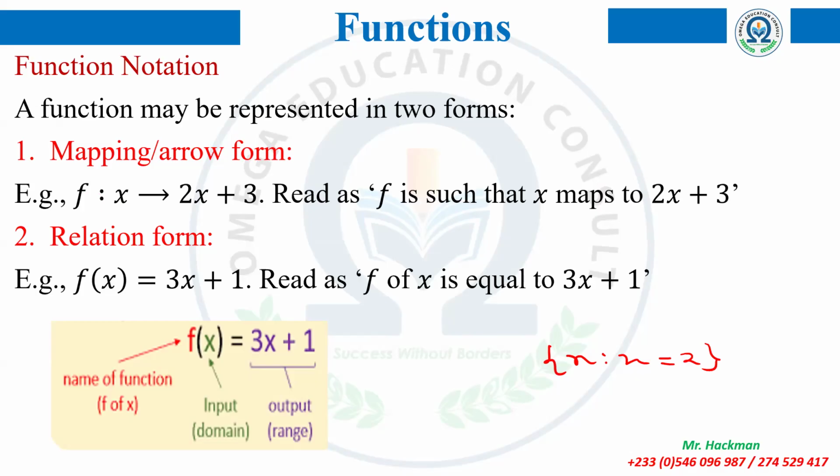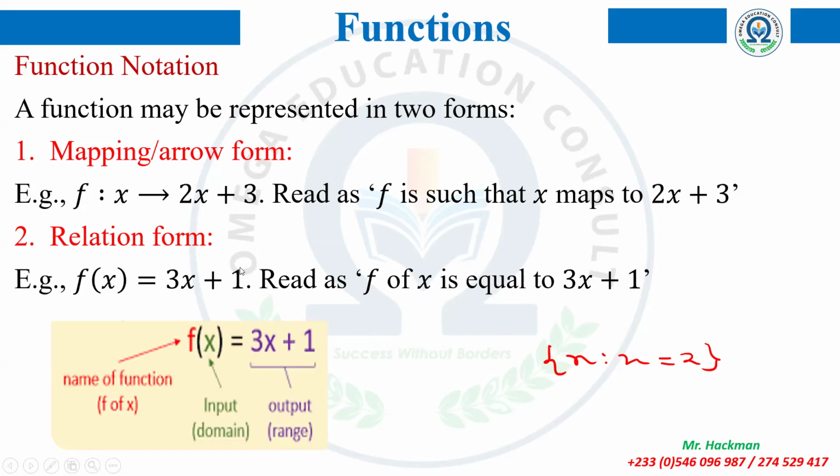Okay, so this will be read as f is such that x maps to 2x plus 3. And the reading is what I have stated here. That's how you read it. And the relation form is going to be, this is what you see: f in brackets x is equal to 3x plus what? 1.